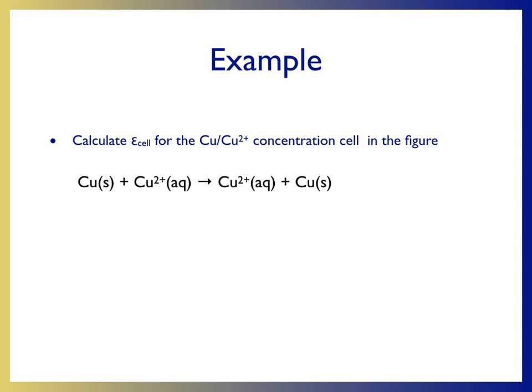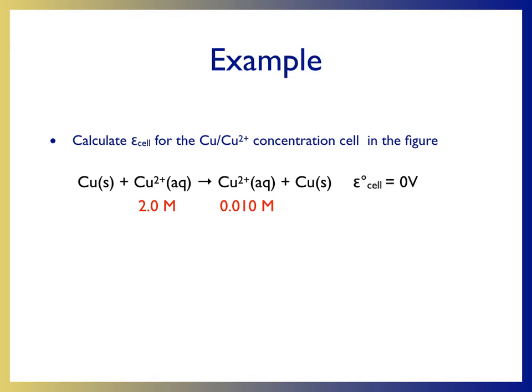Here's our overall reaction. Everything on the left-hand and right-hand sides of the equation looks the same, and you might think there's no net reaction. To keep things straight, let's write our concentrations underneath the appropriate species. The copper 2 plus on the left-hand side of the equation comes from the cathode half reaction. This is the 2 molar solution. The copper 2 plus on the right-hand side of the equation comes from the anode half reaction, which is 0.01 molar.